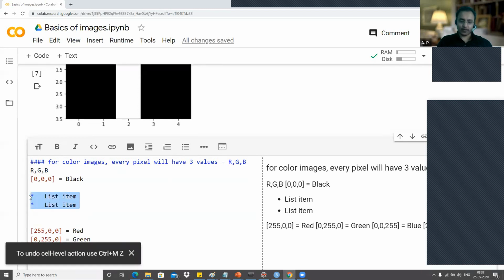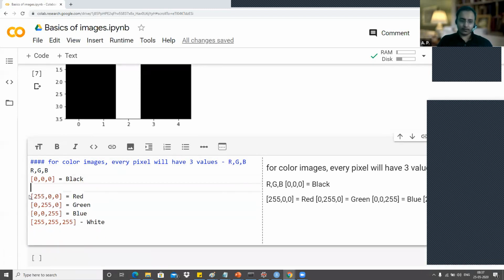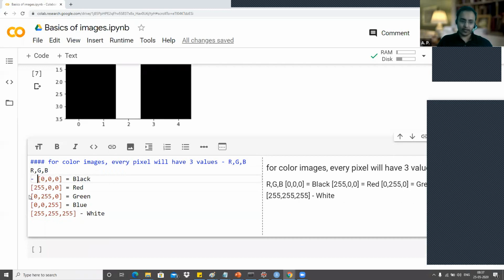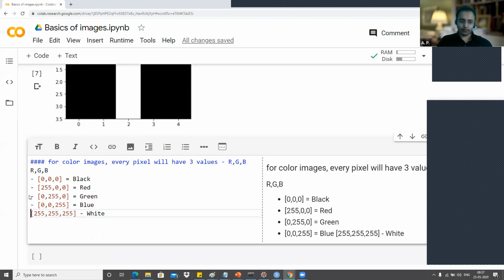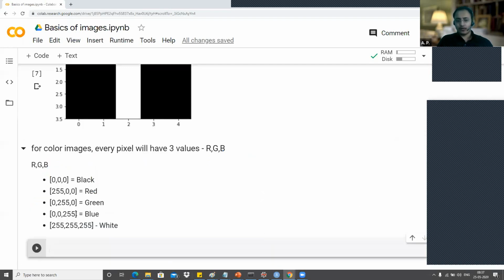I just wanted to make them in a list format, right? So let it be. Okay, so this is what we have about it. Let's create an RGB image.